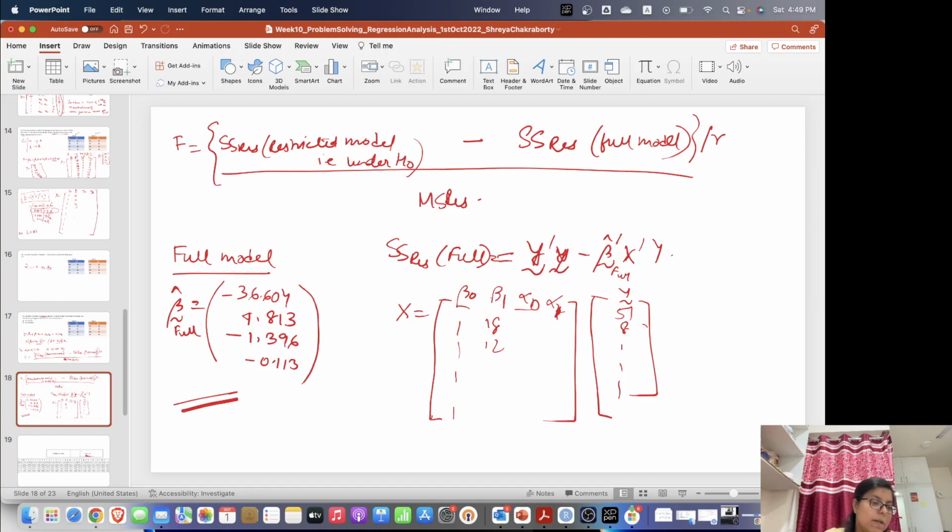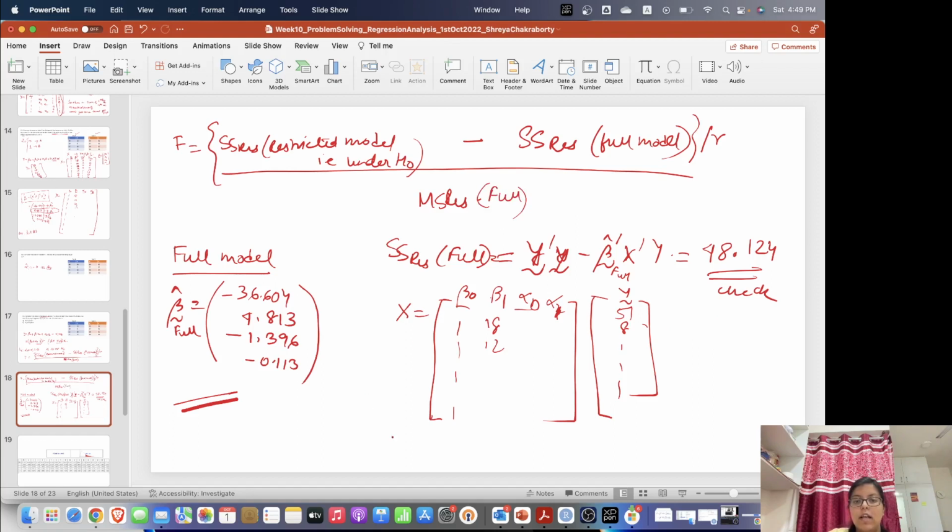SS residual for the full model to be something around 48.124. Please check this. Just substitute y prime y, the original y. Beta hat is this one with all estimates of beta naught, beta 1, alpha naught and alpha 1, and X is this full thing. This is the sum of squares of residuals from the full model.